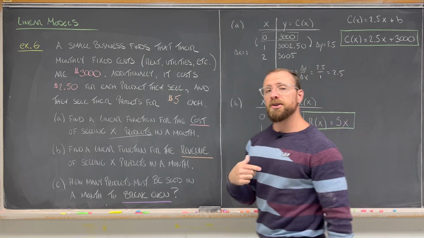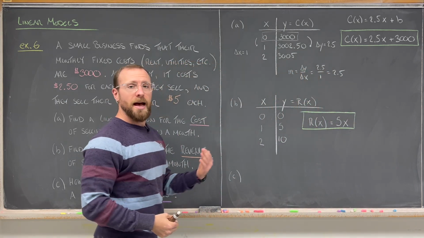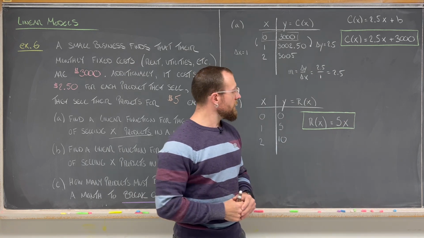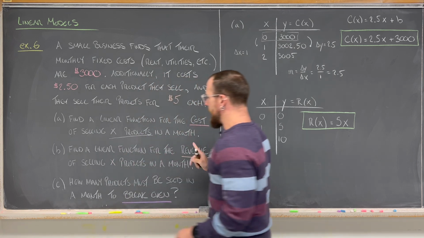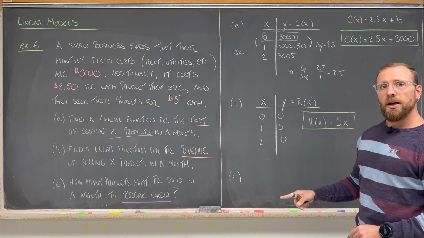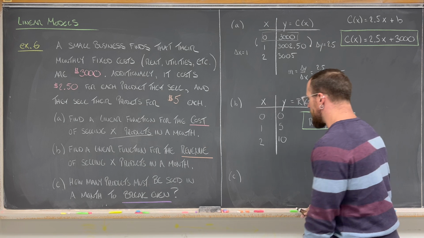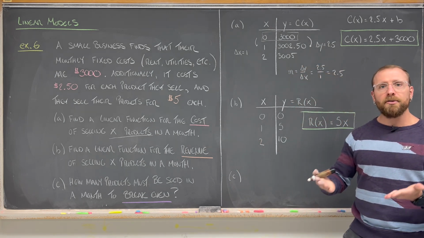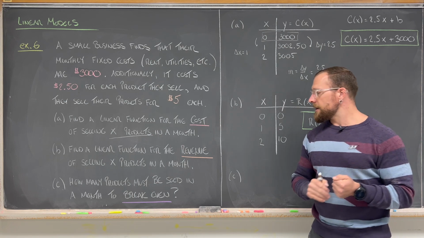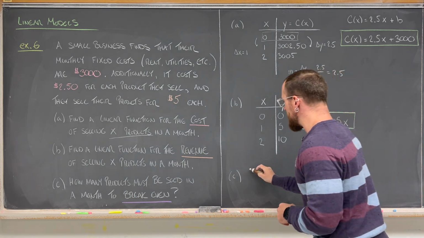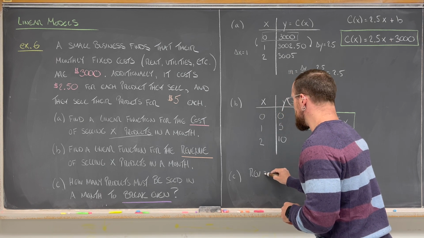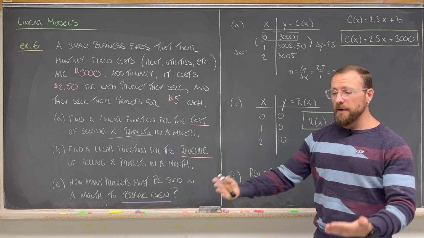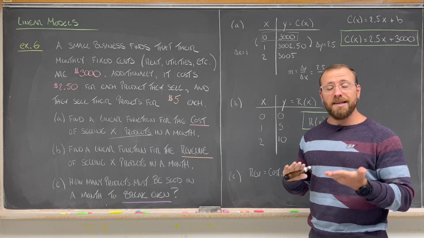Okay, notice that those are both linear functions. They both have the form mx plus b. In this case, b is 0. That's allowed. The last question says, how many products must be sold in a month in order to break even? Well, when are you breaking even? When you've gained enough revenue to cover your costs. Okay? So actually, you break even when your revenue is equal to your cost. That's when you've broken even, okay? When you've made enough revenue to cover your costs exactly.